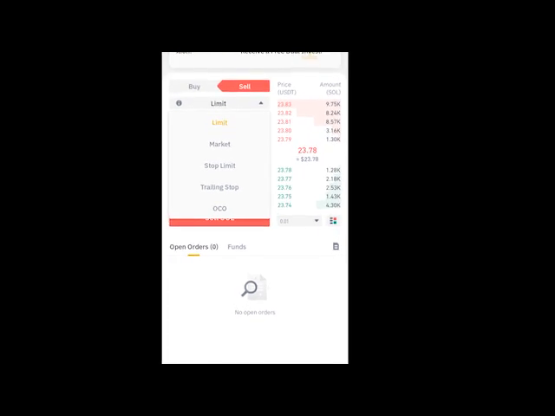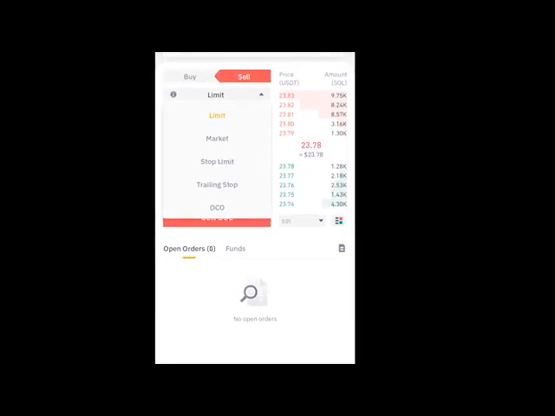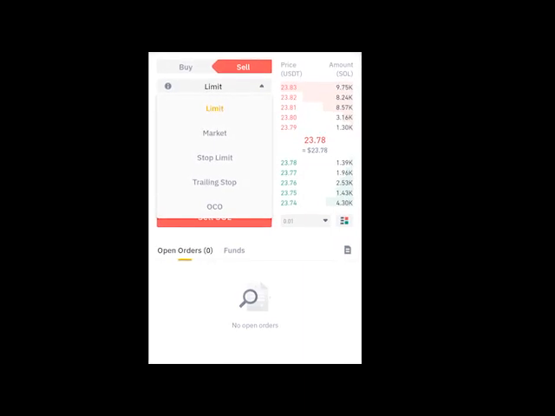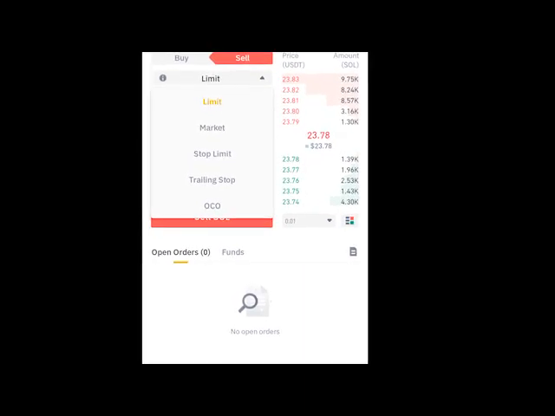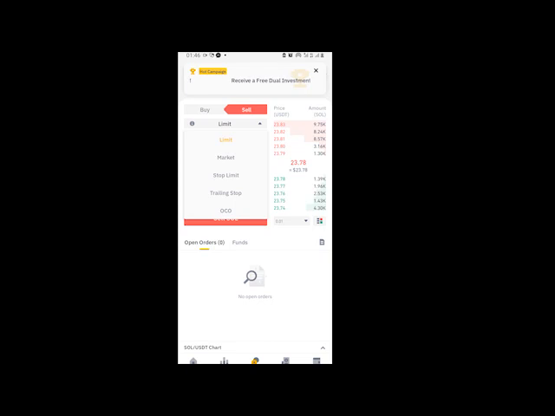and OCO, the order cancel order. Now these three categories, what I'm about to explain to you, is also applicable when you are buying. The only thing is just that there are some factors that you consider when you are buying, which you might not be able to consider when you are selling. It's more or less like the reverse. Now let's get started.